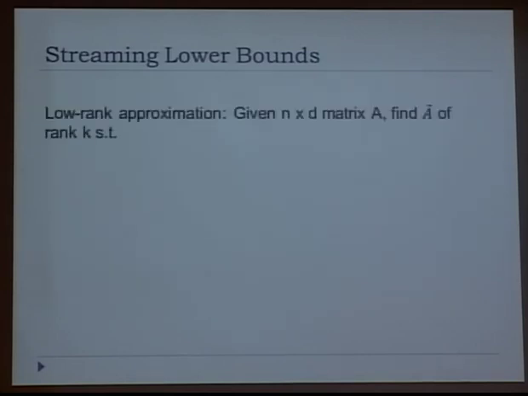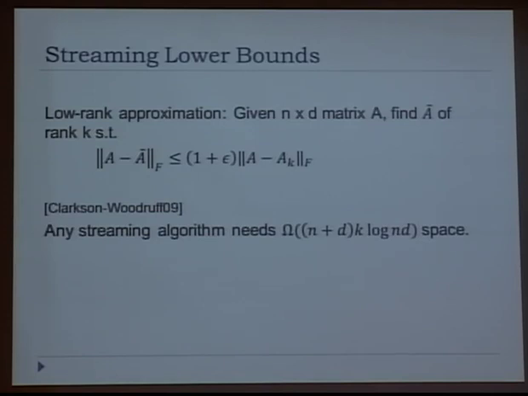Now, for low rank approximation, what is the problem? You have a matrix, n by d, and you'd like to find another matrix of rank at most k, or equal to k, so that, let's say, the Frobenius norm error is at most 1 plus epsilon times what you'd get if you had the best rank k approximation, which I have denoted as A_k here. So there's the best approximation, and you want to be within 1 plus epsilon. So the usual low rank approximation. And for this, Clarkson and Woodruff showed that any streaming algorithm needs linear space, essentially. Well, not quite linear. It's (n plus d) times k. So if you want to get that approximation, you need this. I'm ignoring the dependence on epsilon. But let's say factor of 2, you need this much space already.